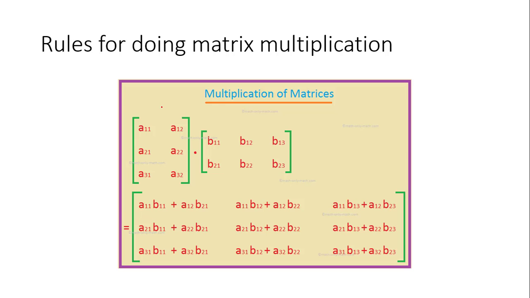All row elements of A are selected first and all column elements of B are selected next, and they are multiplied. As an example, see on the screen. First, A11 is multiplied with B11, and then A12 is multiplied with B21. Okay, then the partial products are added up, and that result, the sum, will become the first row and first column element of the resultant matrix C.